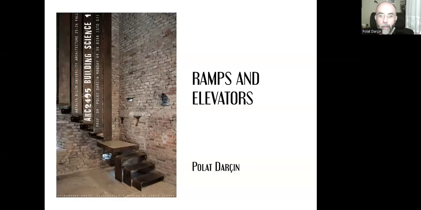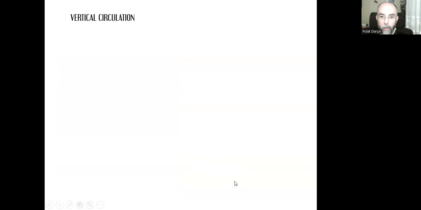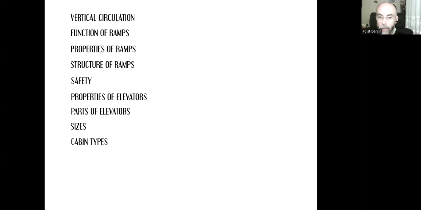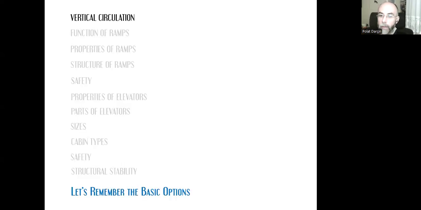Hello. In the last video of this semester, we are going to talk about ramps and elevators. So let's take a look at our subjects. First, we are going to remember what the types of vertical circulation were, and then we are going to talk about the function of ramps, properties of ramps, and structure of ramps. We need to take a look at the safety issues, and then we move on to the elevators: properties, parts of elevators and minimum required sizes, cabin types, again the safety, and the last sub-subject is the structural stability.